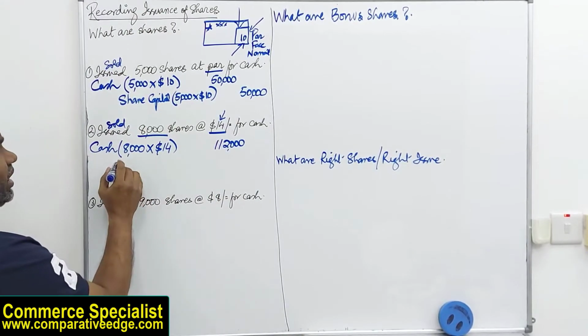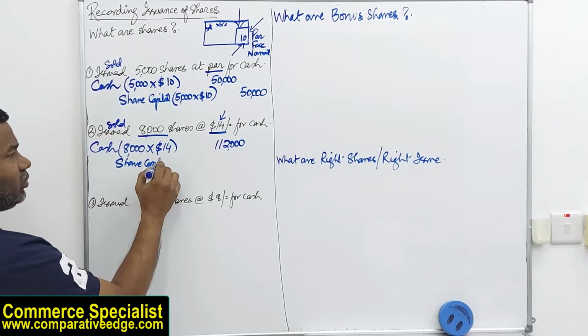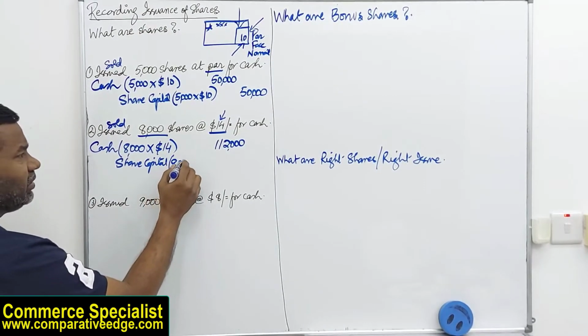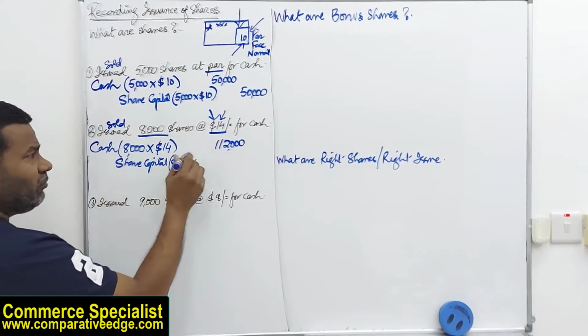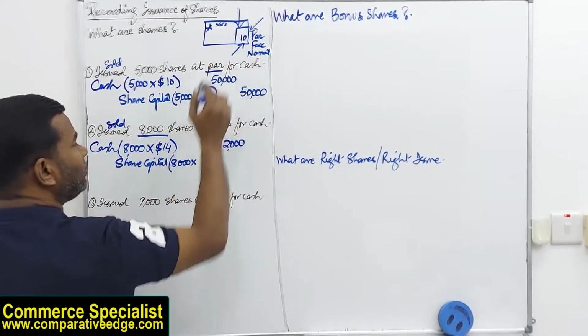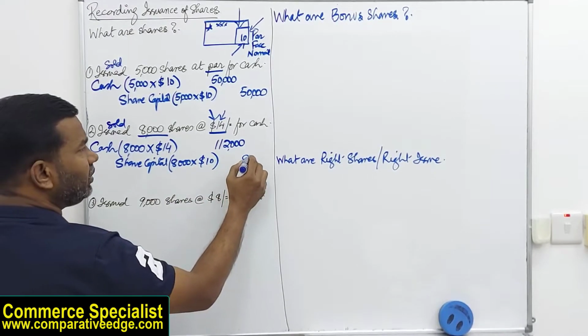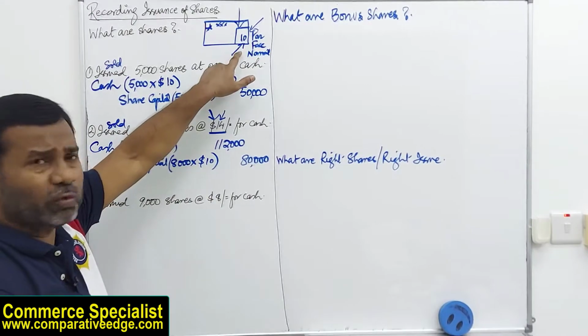Please remember, share capital is always credited. Share capital is always credited by what amount? The number of shares. Forget how much it is sold for. Share capital will always be credited with the par value. So number of shares into the par value, which is 10. You'll get 80,000 here. And now we know that the par value of the share was $10.